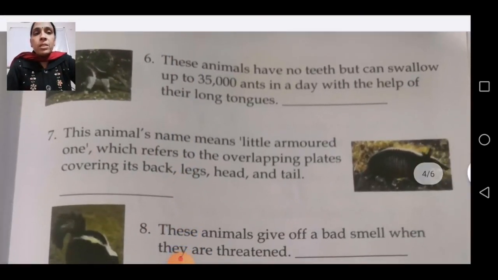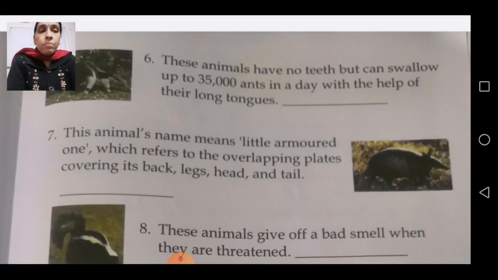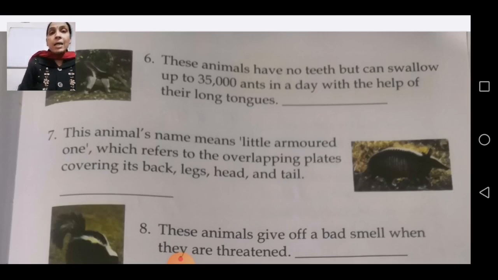These animals have no teeth but can swallow up to 35,000 ants in a day with the help of their long tongues. So these animals are known as anteaters. Anteaters. So 35,000 ants are eaten in a day. Here the name of the chapter is ants in a day.